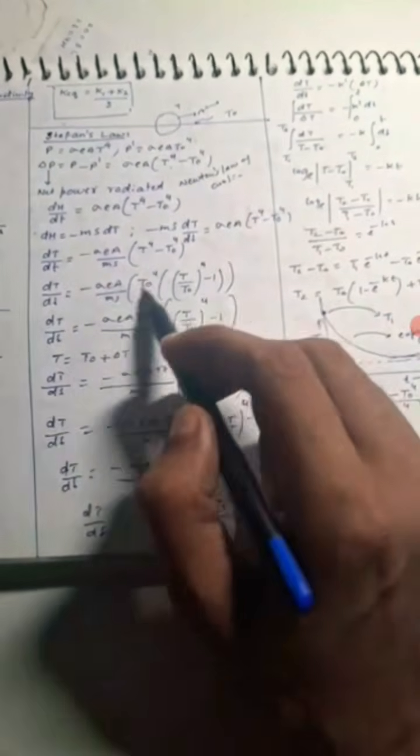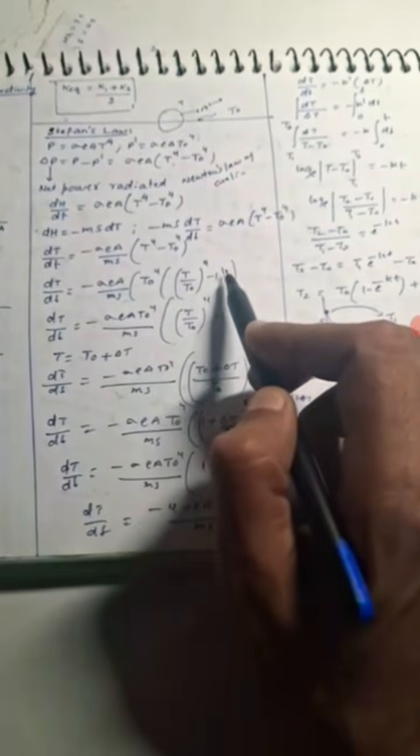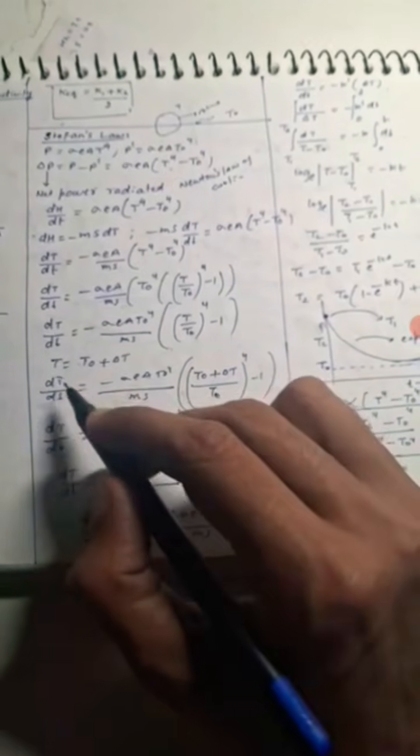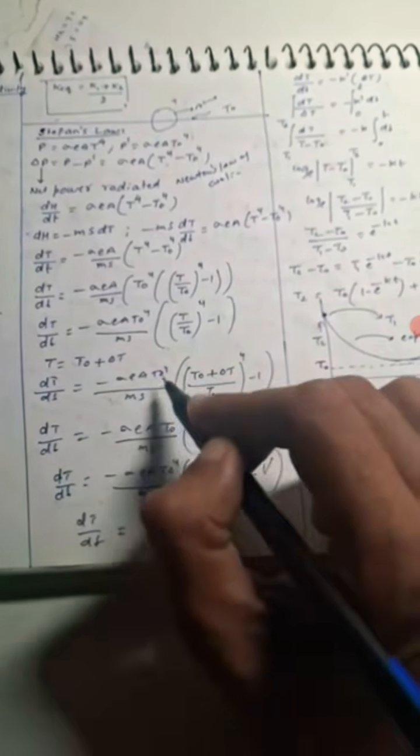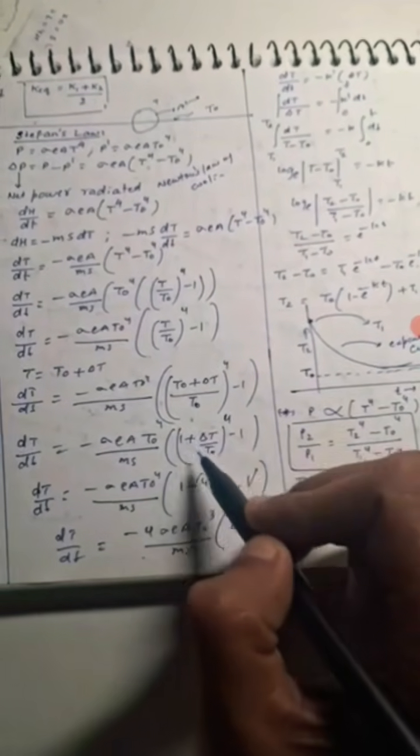Now we take T naught to the power 4 as common. So we get dT by dt is minus sigma here, T naught 4, (T by T naught)^4 minus 1. Finally, we get this expression. Now we write T equals T naught plus delta T. So from here we get dT by dt is minus sigma this thing, and (T naught plus delta T) raised to power 4 minus 1. So this can be simplified to (1 plus delta T by T naught) power 4 minus 1.